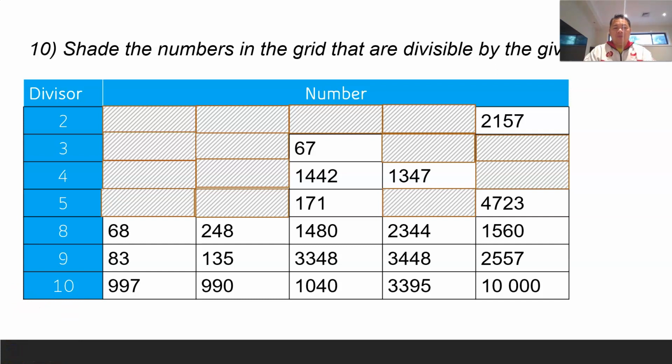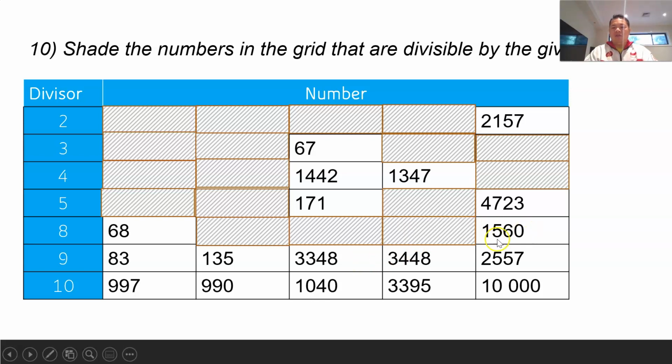Now moving on to divisibility of 8. So 68. These 2 digits will not give you, they are not divisible by 8, so it's not 248. Yes, 248 is divisible by 8. What about this? Looking at the last 3 digits again, 480 is divisible by 8. Looking at the last 3 digits again, 344 is divisible by 8. Last 3 digits again, 560 is divisible by 8 too.